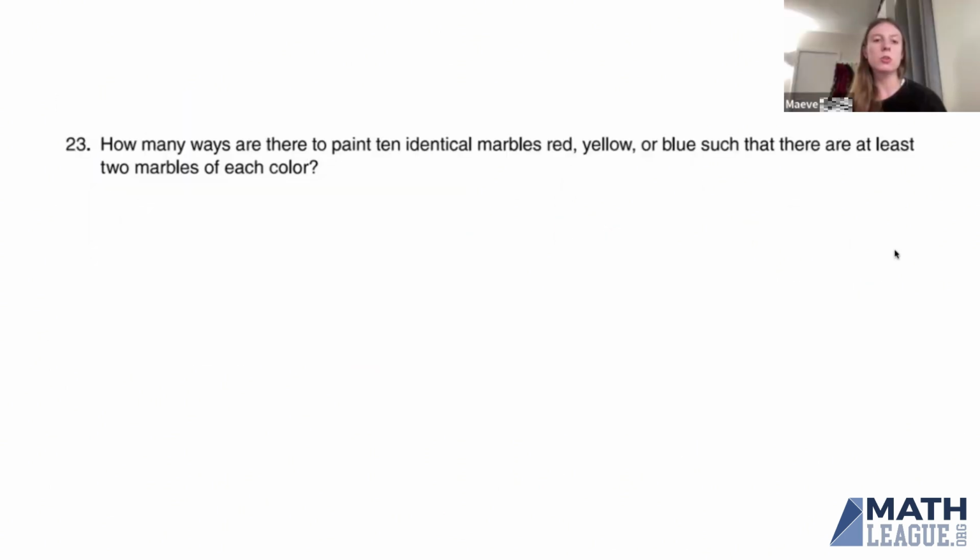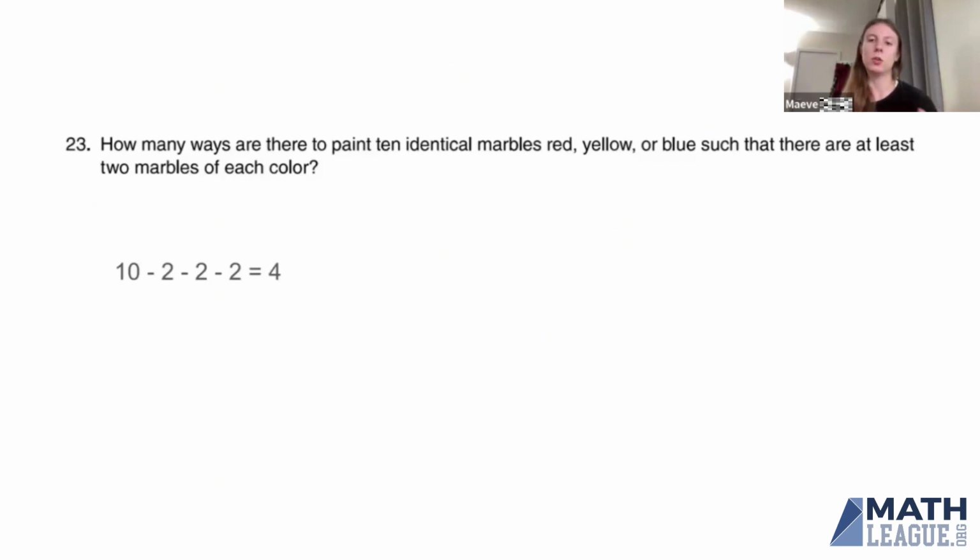And then we know that there are at least 2 of each color, so we've got 2 red marbles, 2 yellow marbles, 2 blue marbles, and we can go ahead and do those, right? Get rid of 2 marbles for each color, and then we've got 4 marbles left over after we paint 2 red, 2 yellow, and 2 blue, which is 6. We've got these 4 leftover marbles, and they can be whatever color we want them to be.